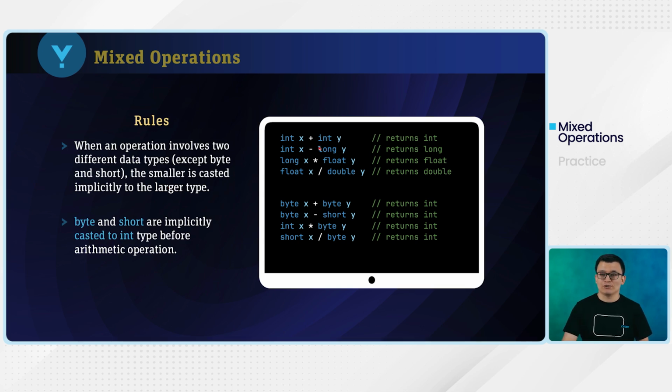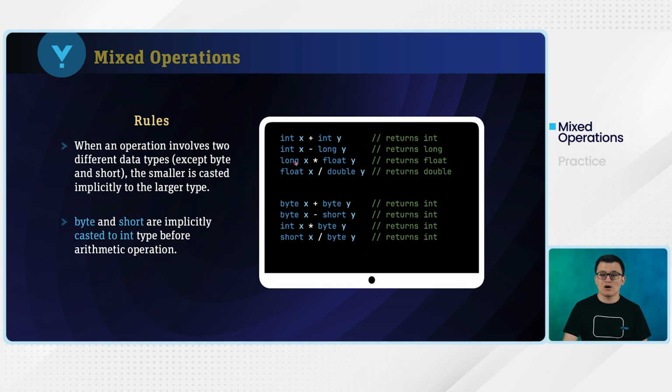For example, here you see, if I have int x minus long y, here we do have a mixed operation. We have this int type and we also have this long type, right? If we subtract long from the int, then this smaller type int is casted to the larger type, which is long. So therefore the return type will be long in that case.